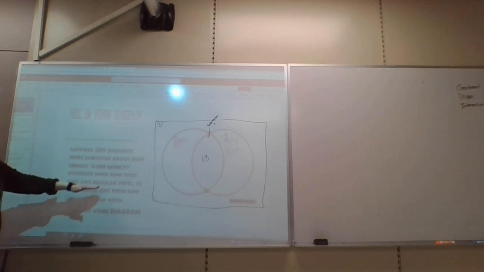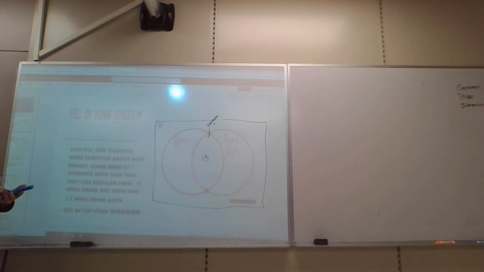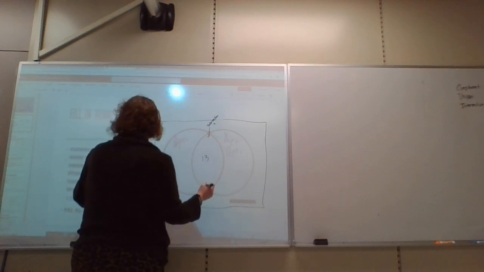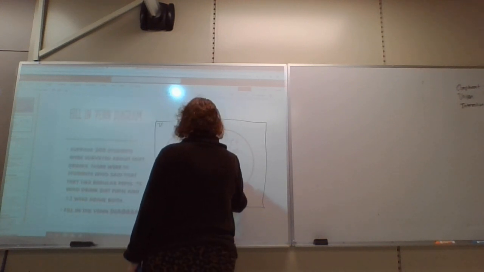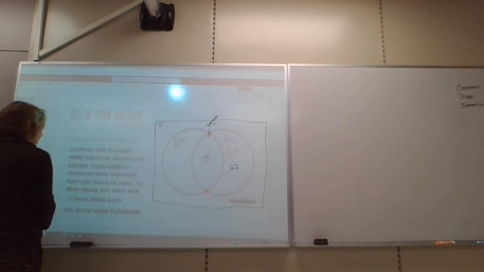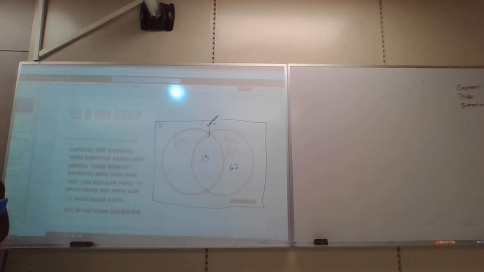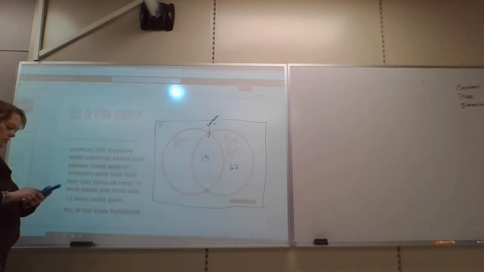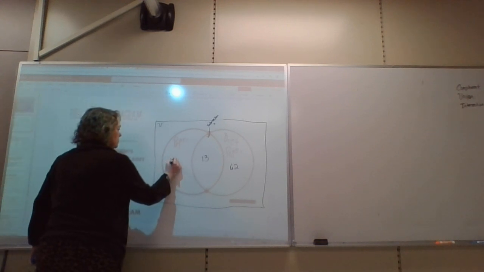Okay, so 75 like to drink Diet Pepsi. Now to figure that out, you must take 75 minus the 13, and that's 62. It was Diet. 62 goes here. Then we go on up, and there were 90 who said they liked regular Pepsi, which is this side, right? So I'm going to take the 90 minus the 13, and you get 77.